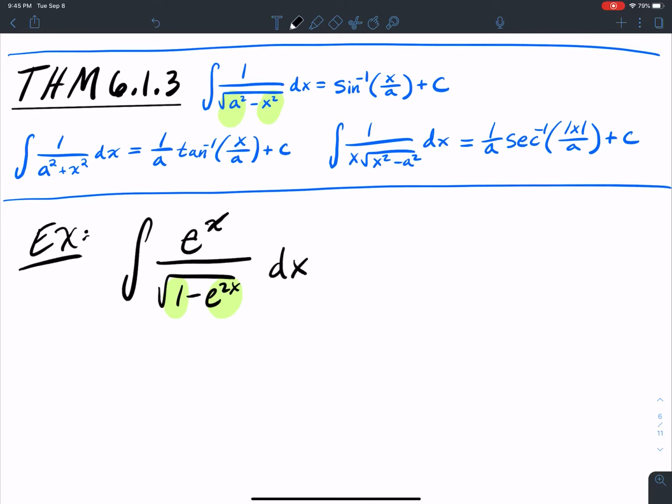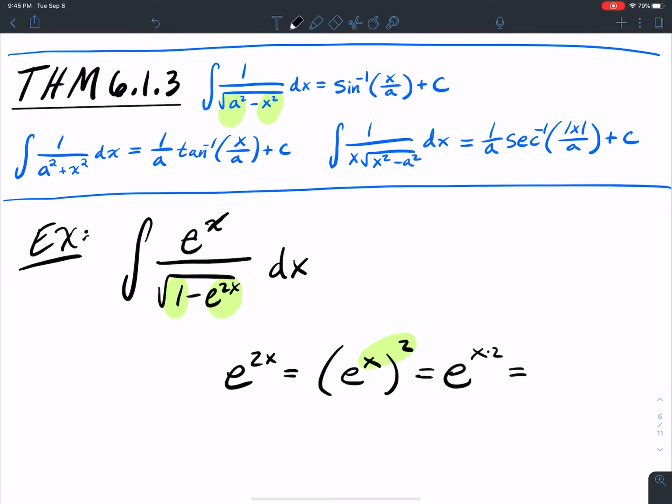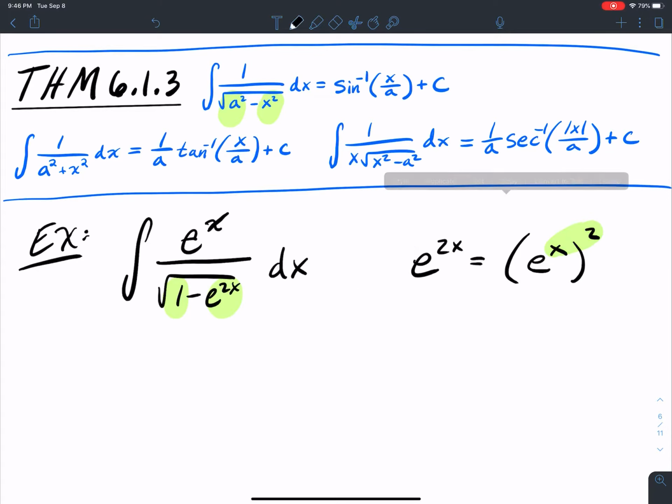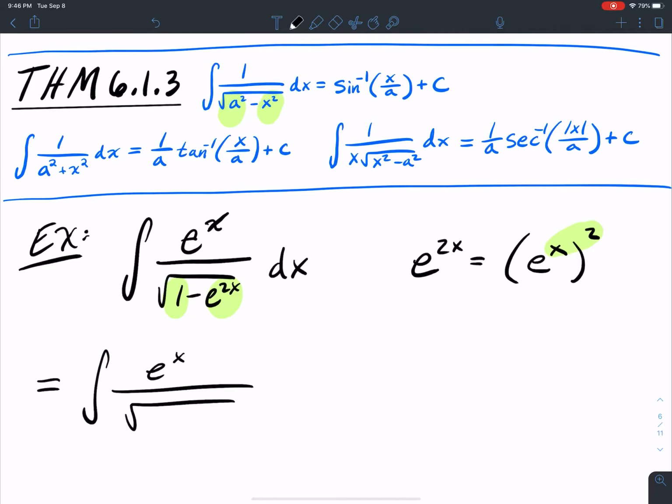Turn this e to the x squared into something squared. Well, what goes in there? Well, this 2x here goes like this. Remember, a power to a power, I multiply exponents, so that would be e to the x times 2. So that's e to the 2x going on. So that kind of helps me a little bit. So now I know what goes inside here, so I can rewrite this. It's the integral of e to the x over the square root of 1 minus e to the x all squared dx.